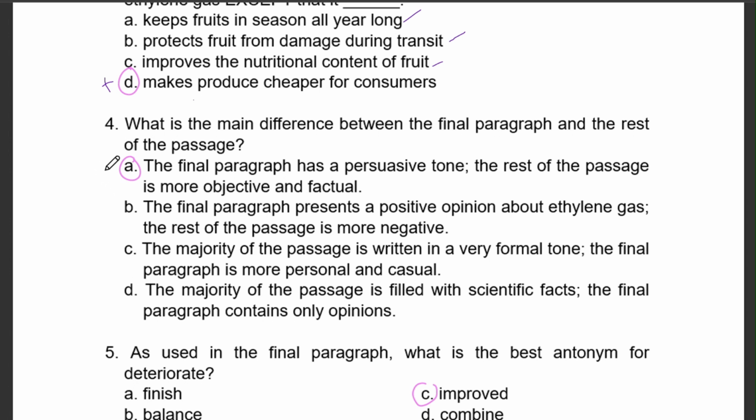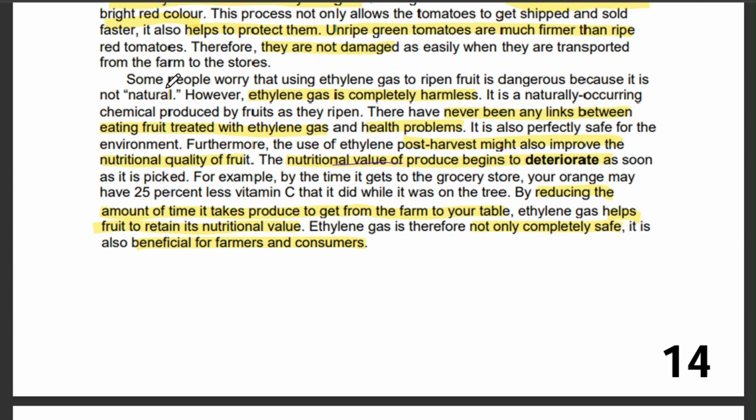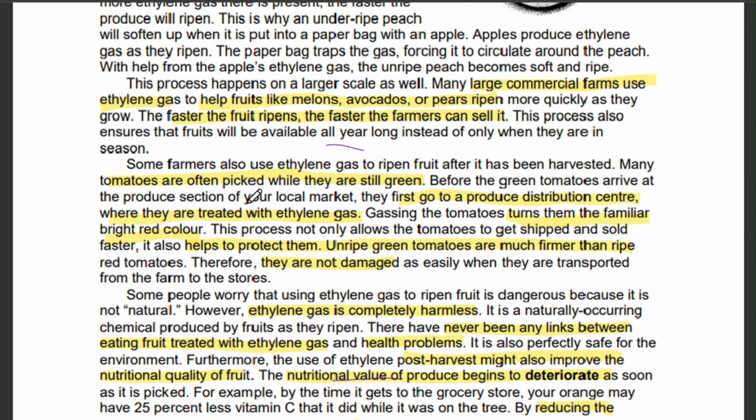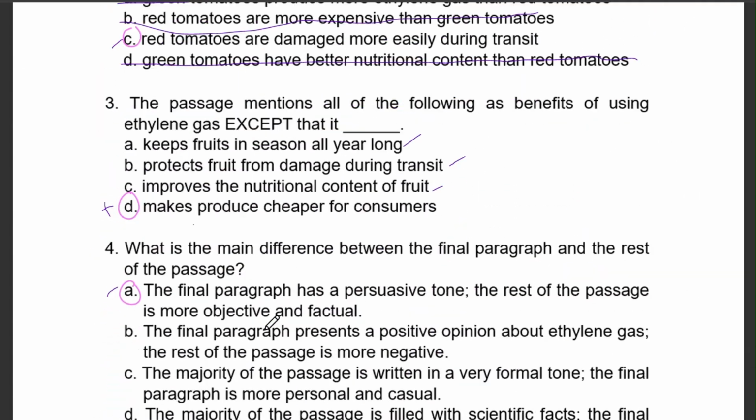The correct answer is A. The final paragraph has a persuasive tone. The rest of the passage is more objective and factual. Most of the passage gives us facts about ethylene gas, but the last paragraph tries to convince us not to worry and points out the good things about it.